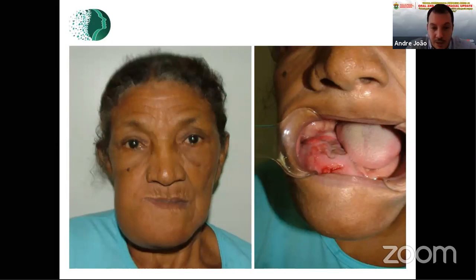Here's another case. Yes, another huge tumor. We can see an old lady with a tumoral mass on the right side of her mandible. It was causing her pain because you can see some ulceration in the oral mucosa.